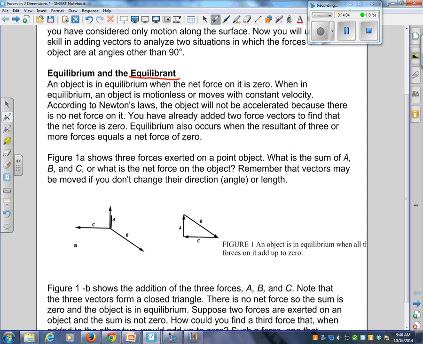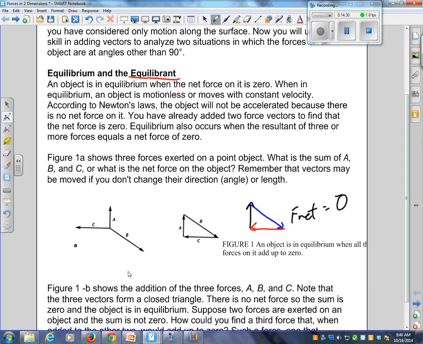If I were to take A, and then B, and then C, and then move them away and put them all tip to tail, where do I end up? Right back where I started, which shows that the net force is equal to 0. I didn't go anywhere.